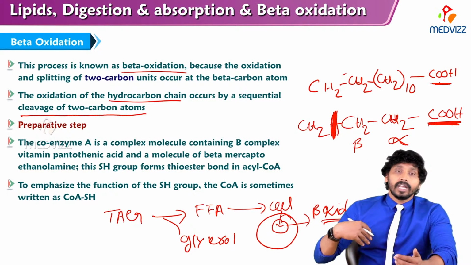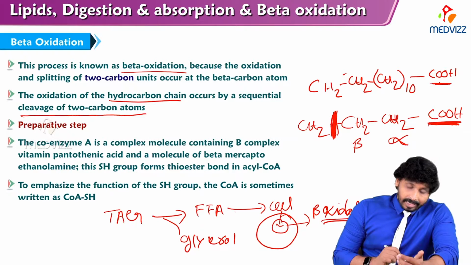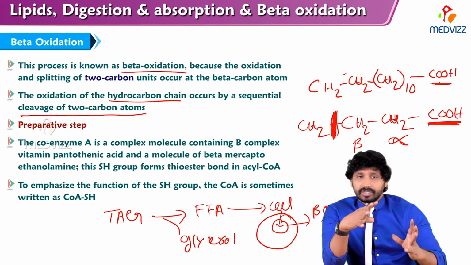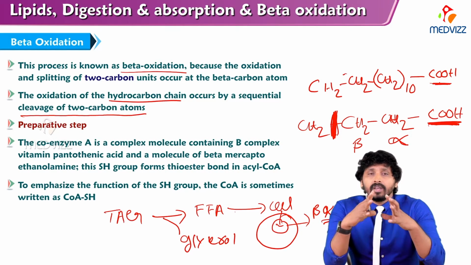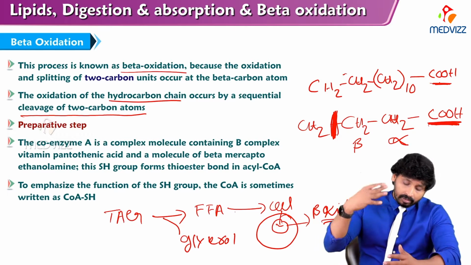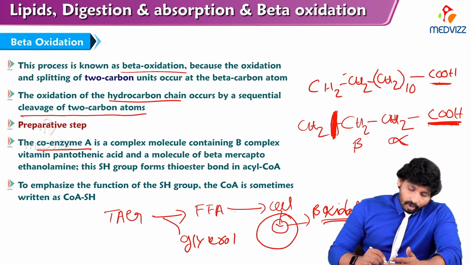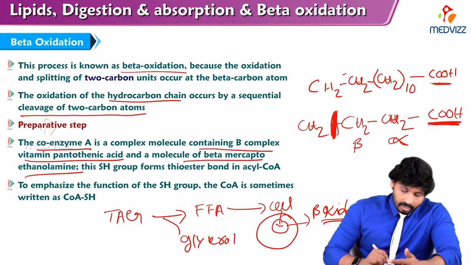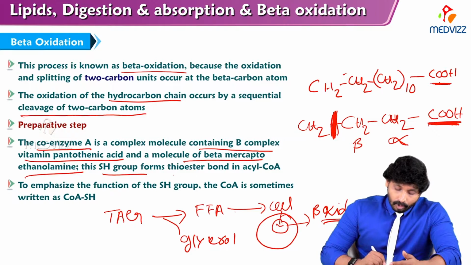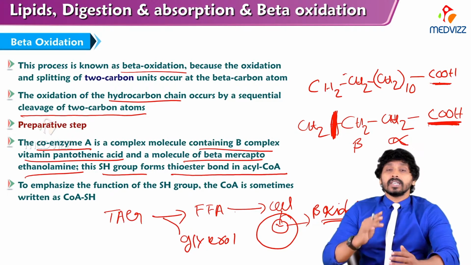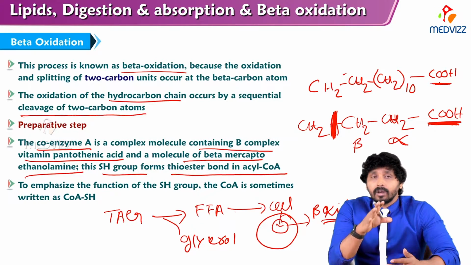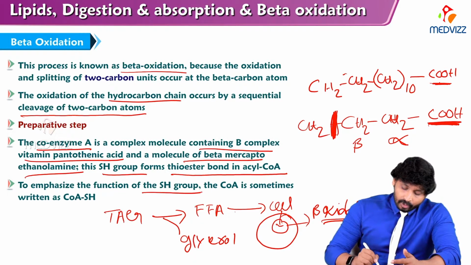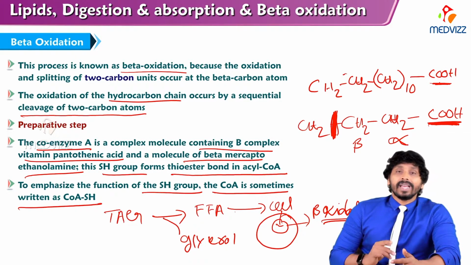What are all the things involved in beta oxidation? There is a preparative step, because a fatty acid will not suddenly undergo beta oxidation. There should be some preparation to make the fatty acid ready. What are the requirements? Coenzyme A is a molecule containing the B complex vitamin pantothenic acid and a molecule of beta-mercaptoethanolamine, and it carries a sulfhydryl group which forms the thioester bond in acyl-CoA. This acyl-CoA is very important in preparing the fatty acid to undergo beta oxidation. To emphasize the function of the sulfhydryl group, CoA is sometimes written as CoA-SH.